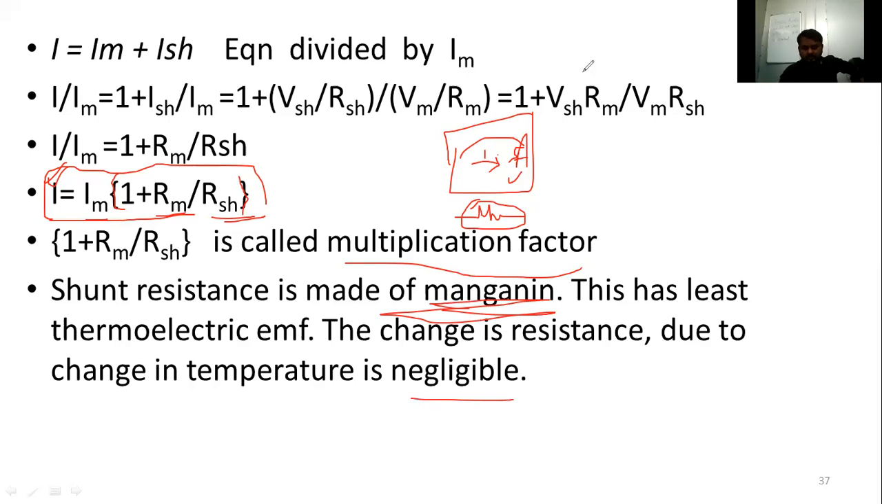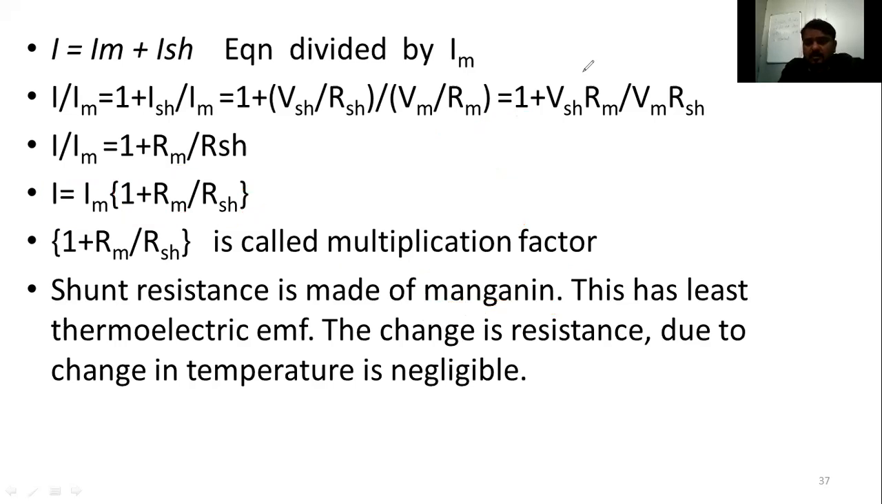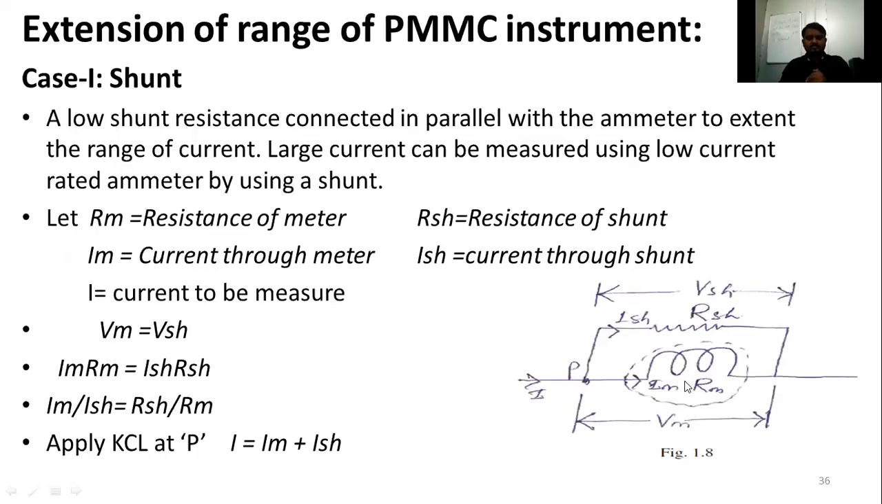Is it clear? Concept of how we are extending the range. Any doubts? No, sir. So just think about this. To increase the current range, we have used the shunts here now. To increase the voltage range, what can we add? Can anyone guess? By using the same circuit, is it possible to measure the voltage also?